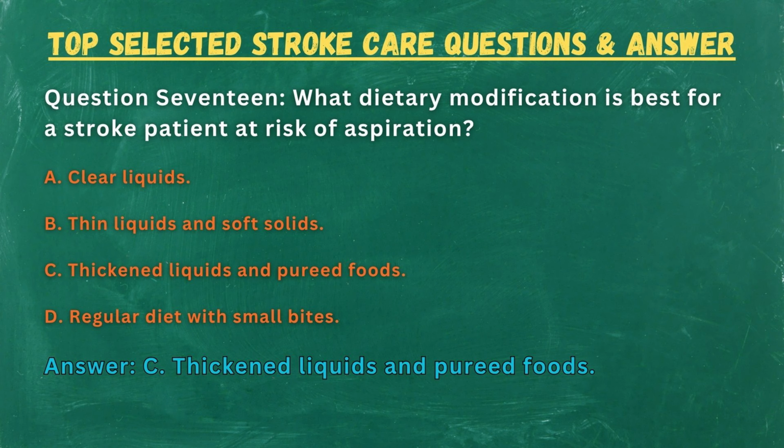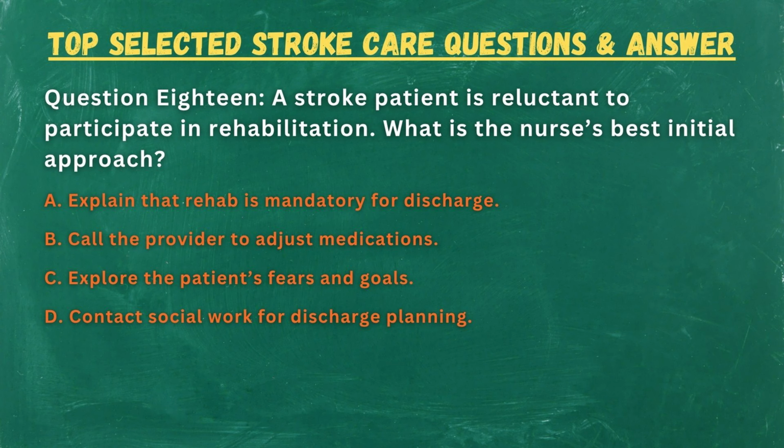Answer. C. Thickened liquids and pureed foods. Question 18. A stroke patient is reluctant to participate in rehabilitation. What is the nurse's best initial approach? A. Explain that rehab is mandatory for discharge. B. Call the provider to adjust medications. C. Explore the patient's fears and goals. D. Contact social work for discharge planning.